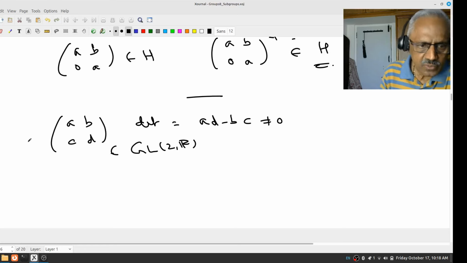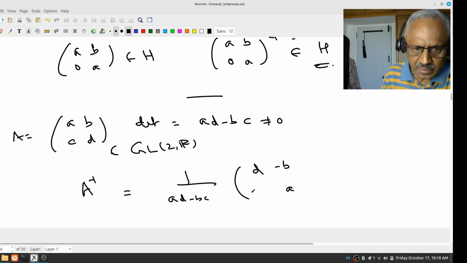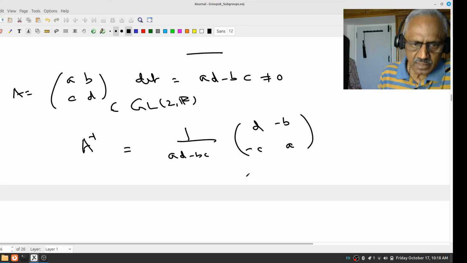Call it A. What is A inverse? A inverse is 1 by the determinant, that is AD minus BC, into D, minus B, minus C, A. Yeah, I hope I am right. AD minus BC, correct, and minus B, and C, D is 0. Yeah, right. This is the inverse, right?